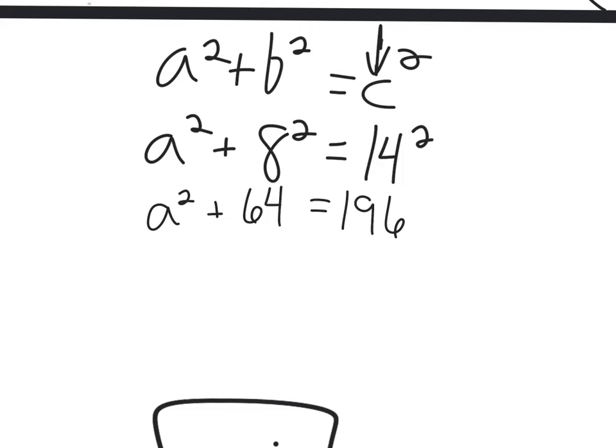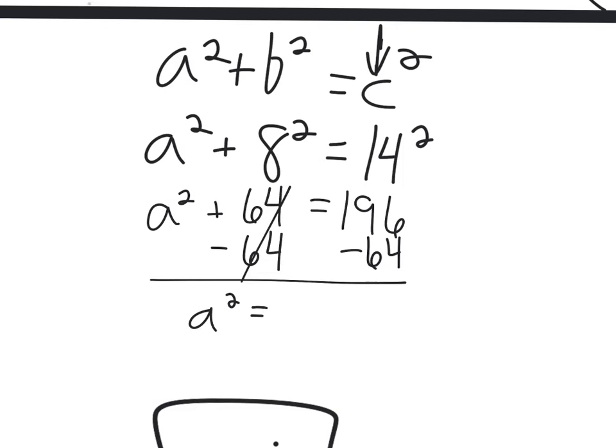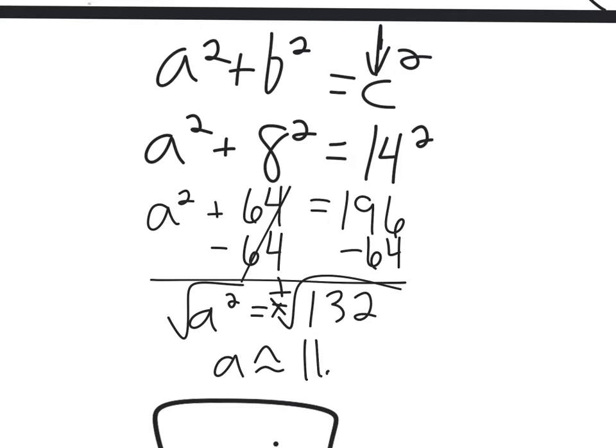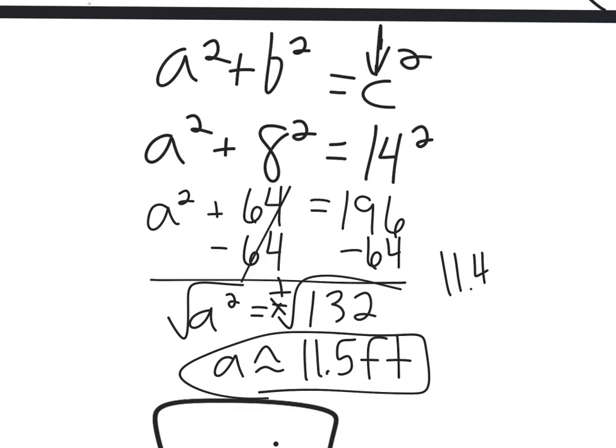So square both of those. The a squared is not by itself yet, so they're adding. We can subtract 64 on both sides. And then they are squaring, so we take the square root. Plus or minus, negative is not going to work. This time they are just wanting us to write this to the nearest tenth. So nearest tenth would be about 11.5 feet. Okay, it's like 11.48 something. So we bump it up. It's closer to 11.5 feet.